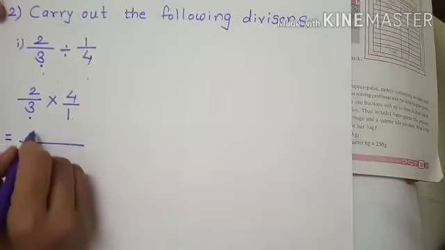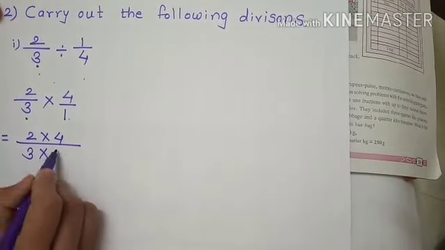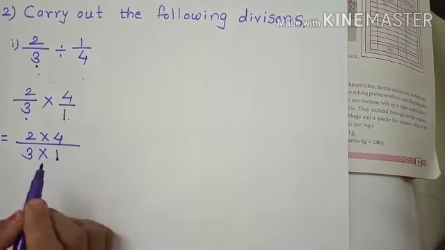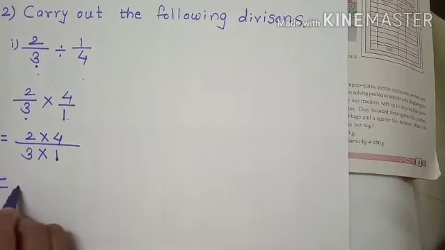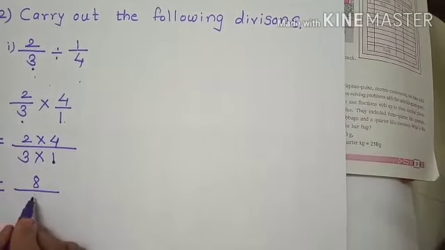In the next step, 2 multiplied by 4, 3 multiplied by 1, we have to carry out simple multiplication here. 2 into 4, 8. 3 into 1, 3.